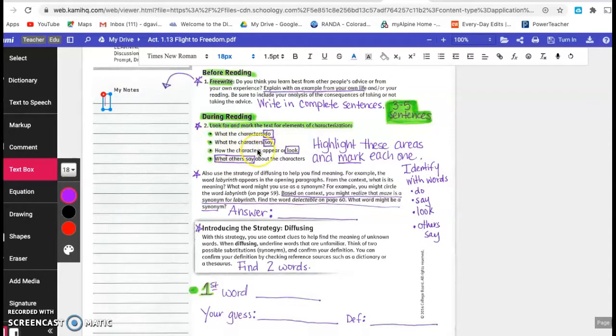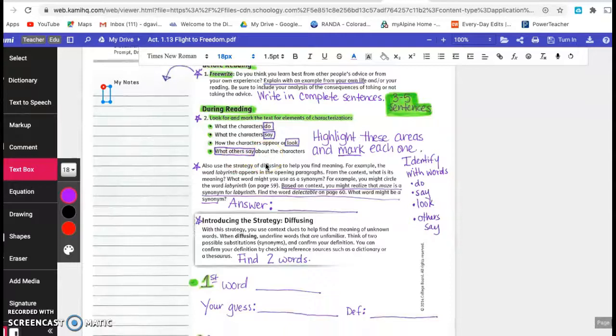This is what you will do during your reading when you're actually reading the story. Okay. Look for and mark the text for elements of characterization. Okay, things that describe the character. Okay, that is characterization, how the character is developed throughout the story, how the character is described, what the character does, says, how they look. Okay, and you'll notice if you go through those bullet points, it'll tell you exactly what the characters do, what the characters say, how the character appeared or look, and what others say about their character as well can also lead us to insight on our characters in the story.